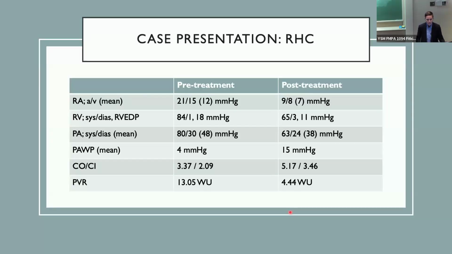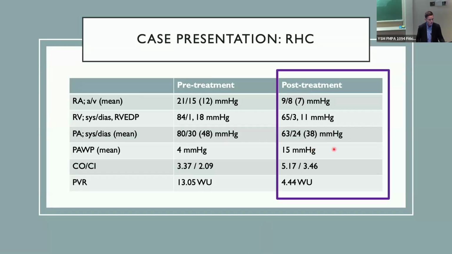Initially, the patient had severe precapillary pulmonary hypertension. She had a PA pressure of 48, a wedge of 4, a depressed cardiac index, and a PVR of 13 Woods units. However, following treatment for her pulmonary hypertension, her right-sided pressures have improved, her PVR has decreased, and her cardiac output has increased. Thus, at rest, her hemodynamics are well compensated.